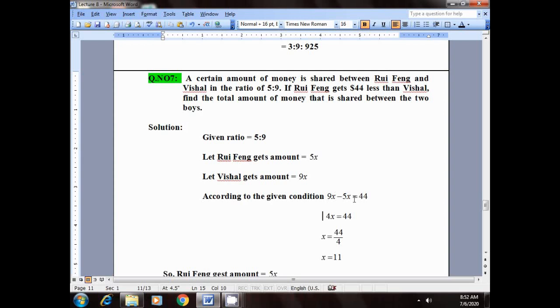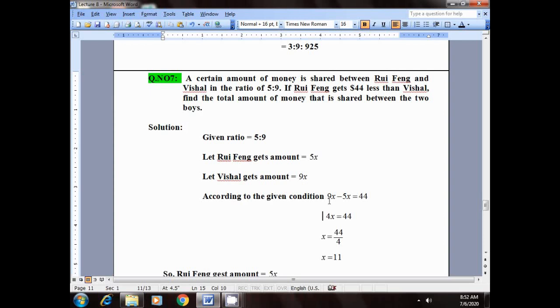We will take this 9x as the positive term. The reason is Vishal gets $44 more than Rui Feng gets. So therefore 9x will be taken as positive and 5x will be taken as the negative term. And the difference of amount between these two boys is 44.